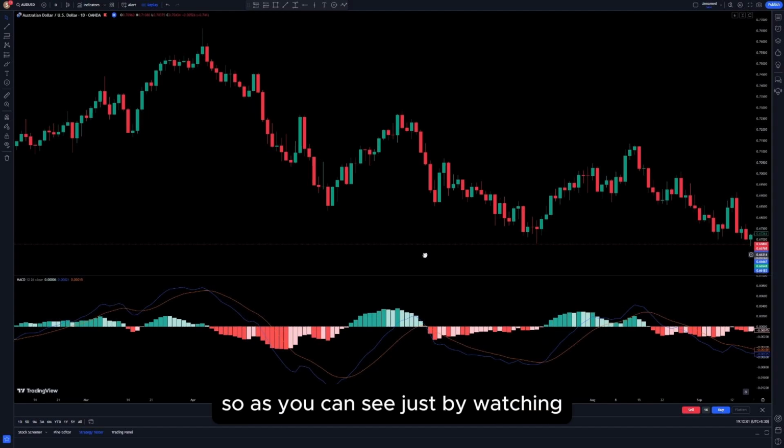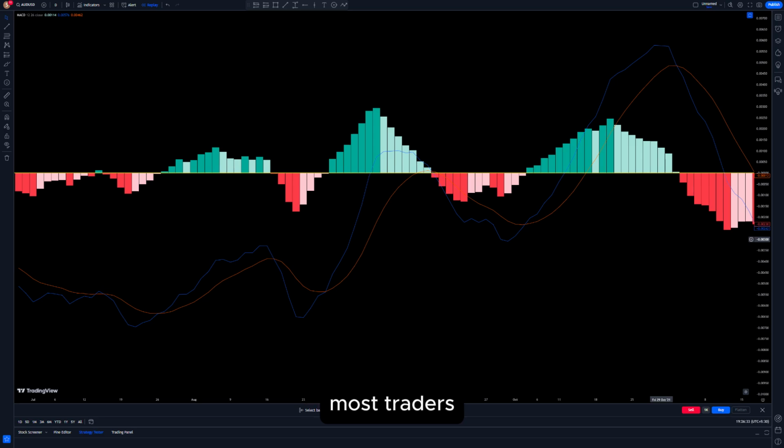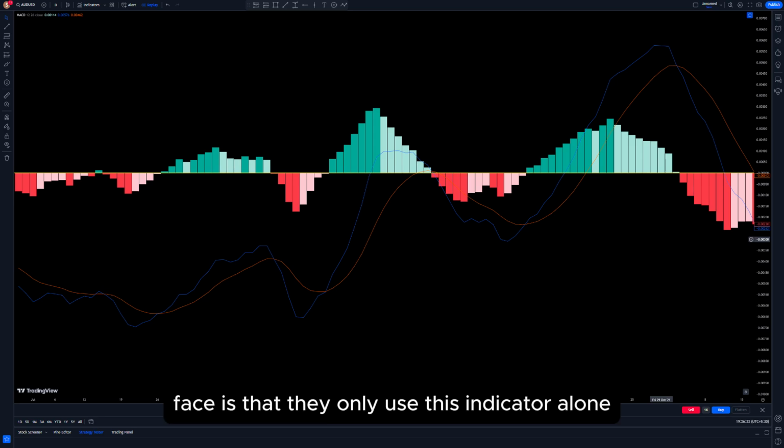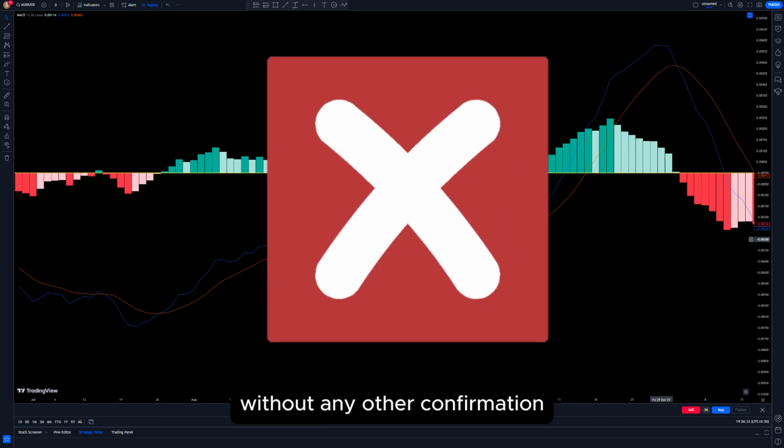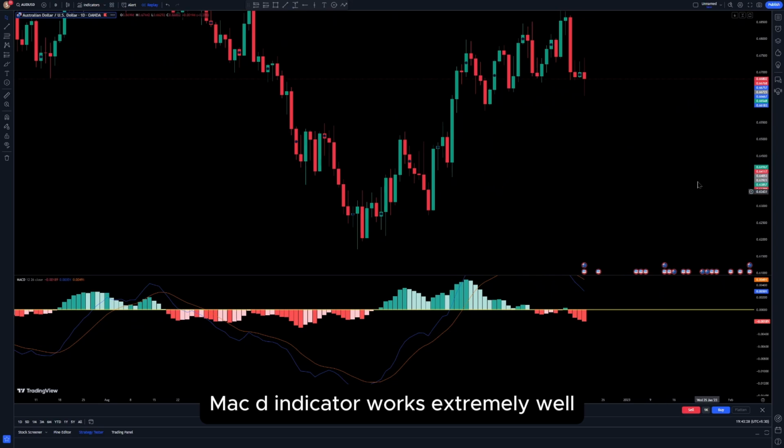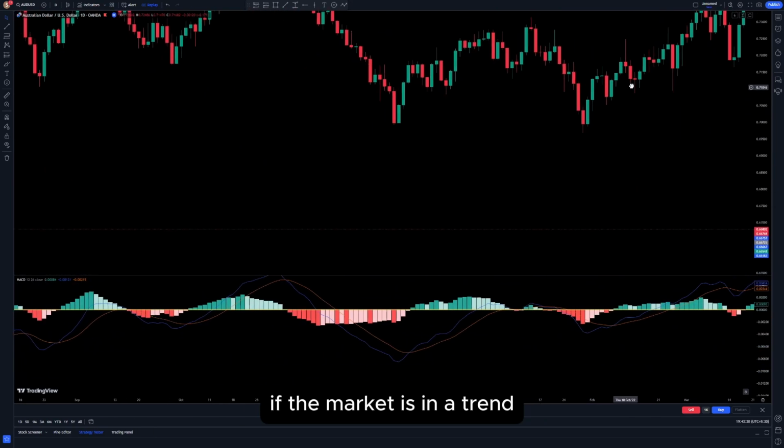So, as you can see, this indicator is very easy to use, but the problem most traders face is that they only use this indicator alone without any other confirmation. The MACD indicator works extremely well if the market is in a trend.